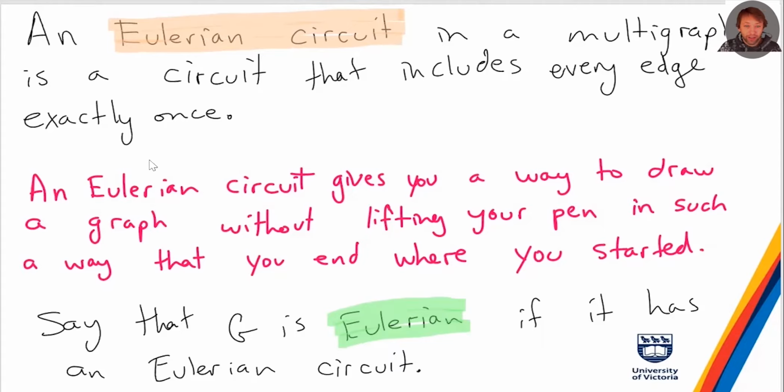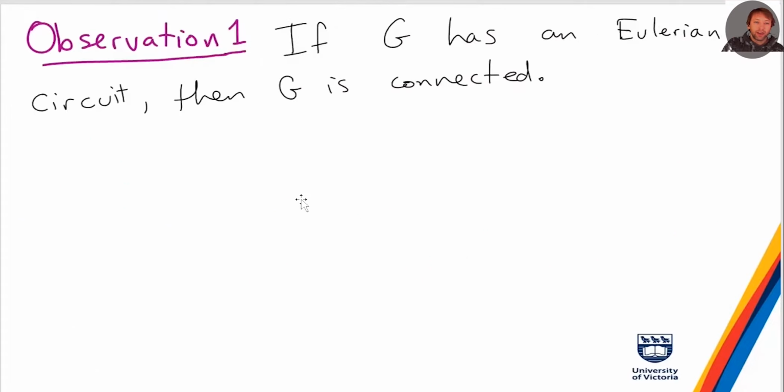Equivalently, if you have an Eulerian circuit, that gives you a way of drawing the graph without lifting your pen in such a way that you end up in the same place where you started. And we say that a graph is Eulerian if it has an Eulerian circuit. So we want to understand which graphs have Eulerian circuits. Is that clear? Before we try to characterize it, let's just get some necessary conditions.